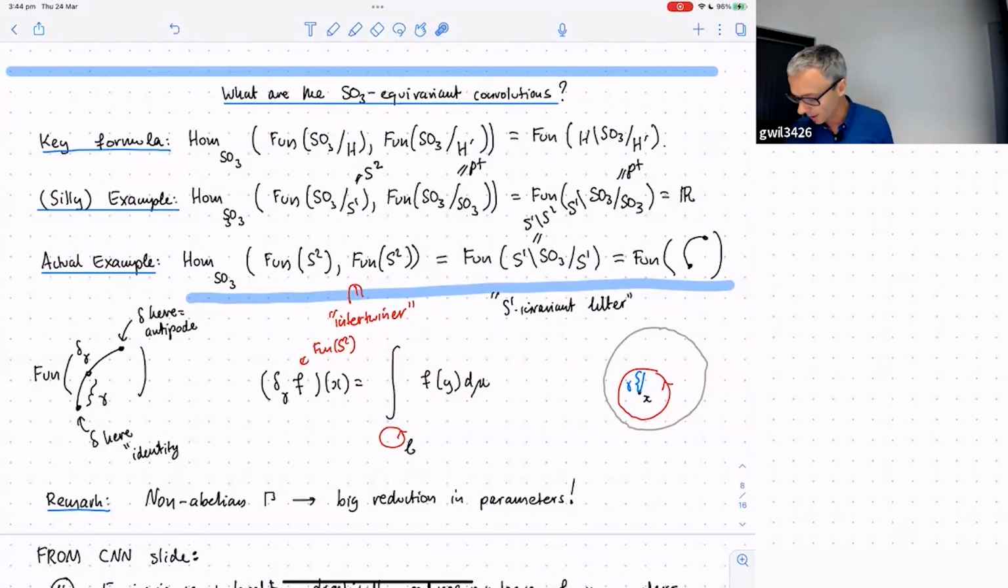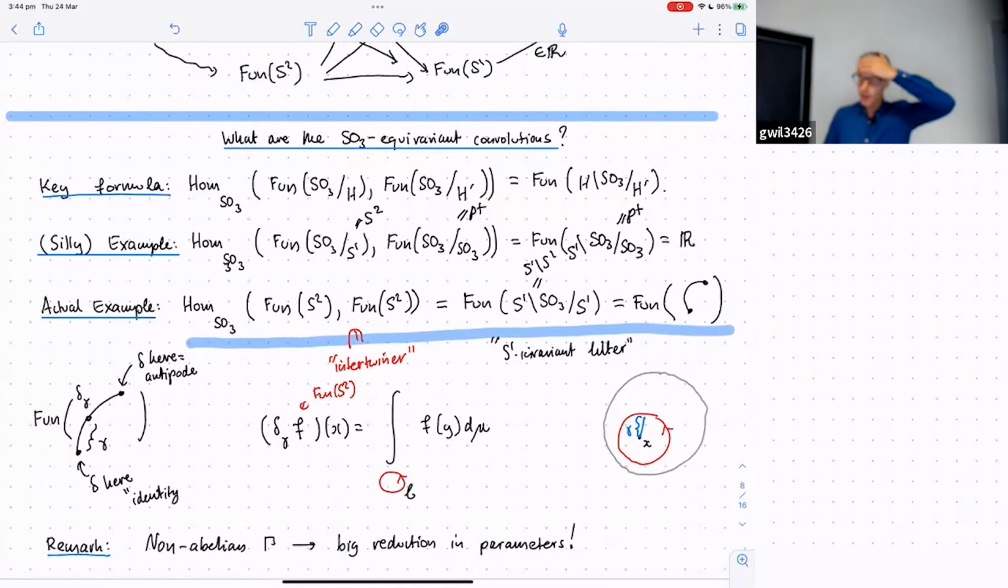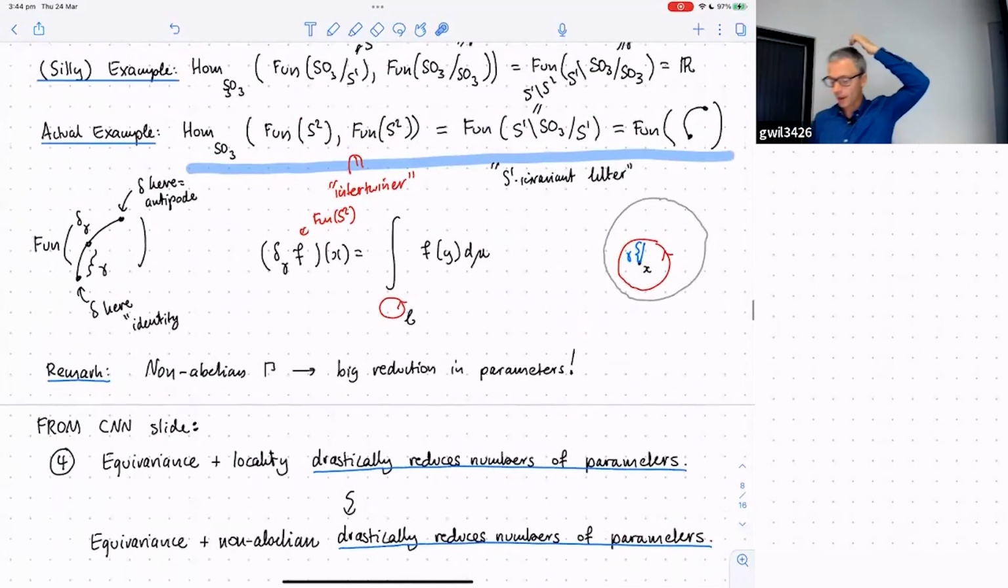There are incredibly nice functions to put in here, projecting to the irreducible representations inside functions on S2, et cetera. I should have said much earlier that "fun" is just some kind of class of function. When I'm talking about the sphere, I'm probably talking about L2 functions. When I'm talking about a discrete set, I'm just talking about any function. The point is that when we have a non-abelian gamma, there's a big reduction in parameters. In the CNN slide, equivariance plus locality drastically reduces the number of parameters. And here I'm saying that equivariance plus non-abelian drastically reduces the number of parameters, which I think is very interesting.